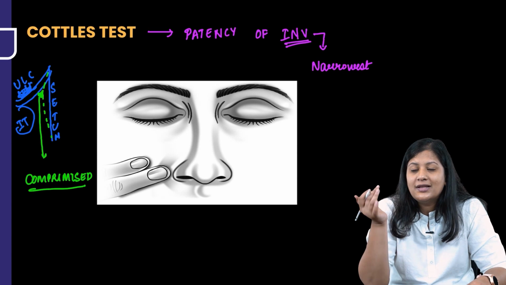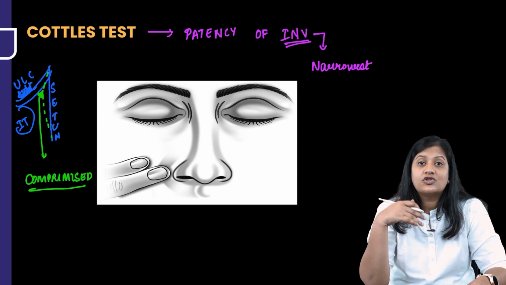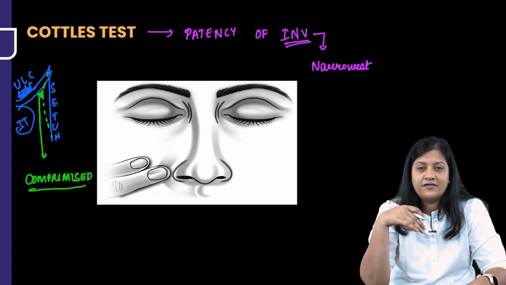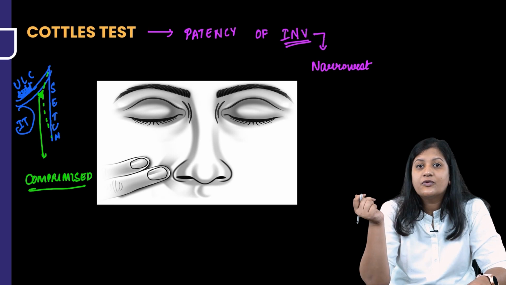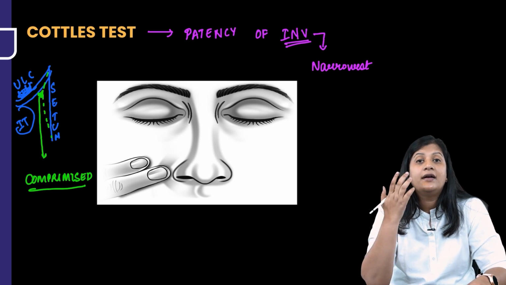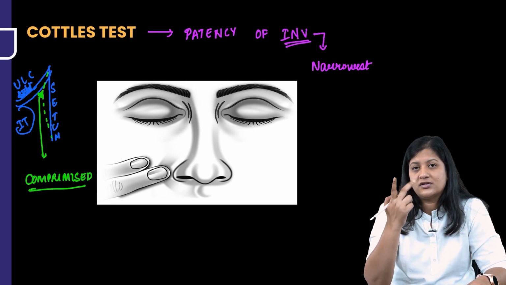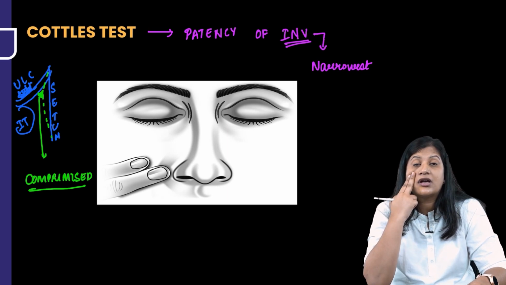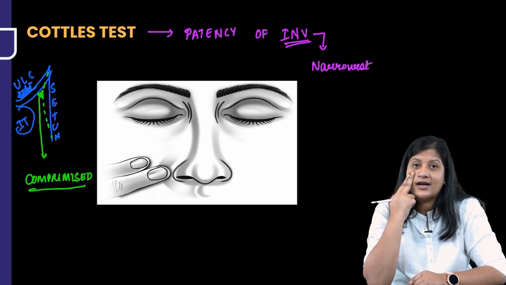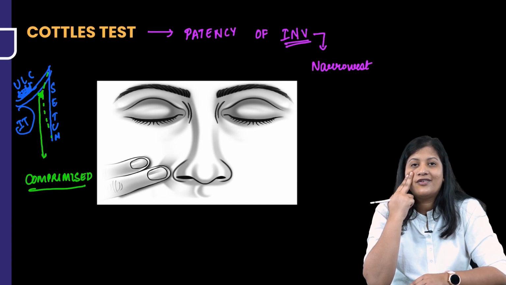So what do we do in this Cottle's test? The patient is asked to breathe in and breathe out normally first. Then he'll tell you, ma'am, I'm having right-sided nasal obstruction. You'll say okay, and now you'll take your two fingers, not one finger, and you're going to pull the cheek away on the side where the patient told you he's having difficulty breathing. The patient told right side, so you pull the cheek away on the right side.